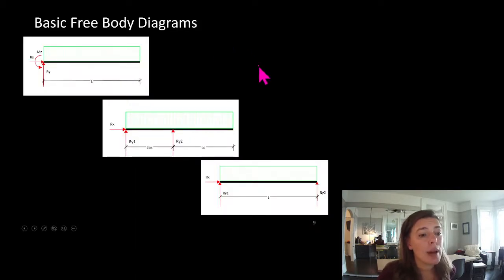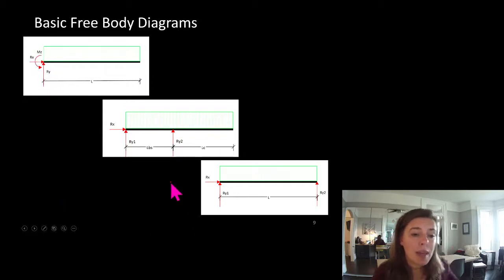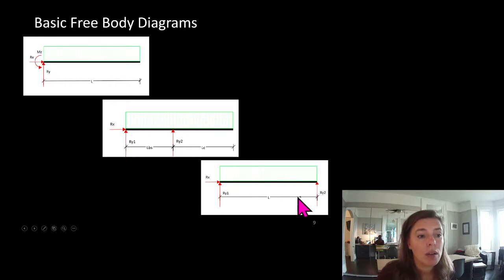So, basic free body diagrams. These are the supported conditions I showed you just a minute ago. Maybe we have our cantilever moment connected into a support. Maybe we're resolving that moment with a couple because there's a backspan. Maybe there's a column here and a column here. Or maybe it's a simply supported canopy and we're not worried about cantilevers at all.